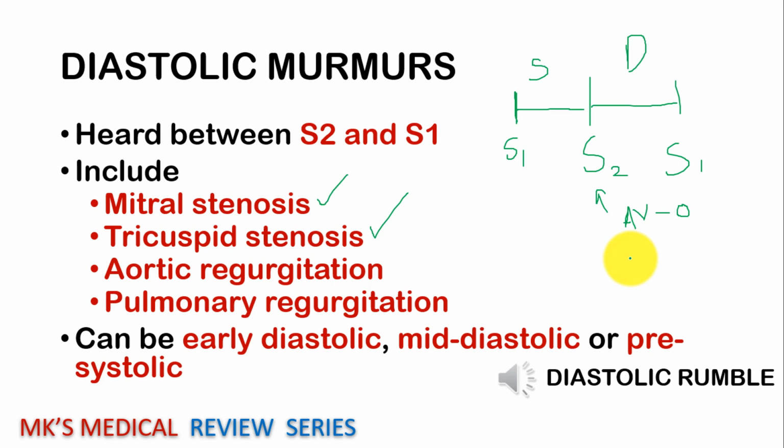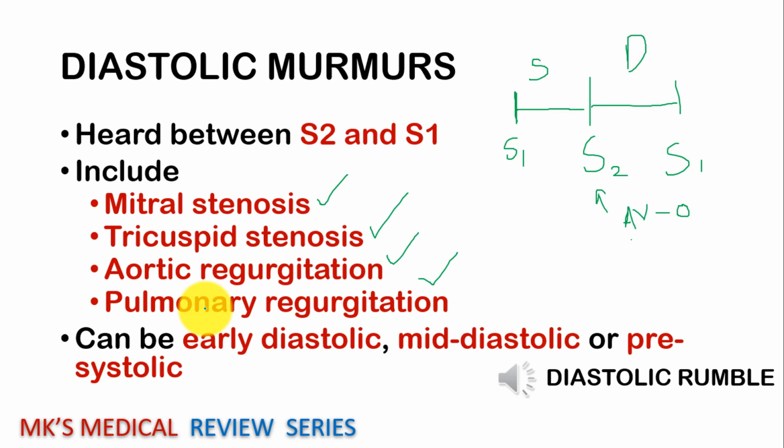And then again, on the other side, you're supposed to have closure of the semilunar valves. So the aortic valve is supposed to close at S2. The pulmonary valve is supposed to close at S2 to prevent backflow of blood from the great vessels back into the ventricles. So it means that if the valves fail to close completely, if there is some insufficiency or regurgitation, then you get a diastolic murmur. So aortic regurgitation and pulmonary regurgitation are going to give you diastolic murmurs.